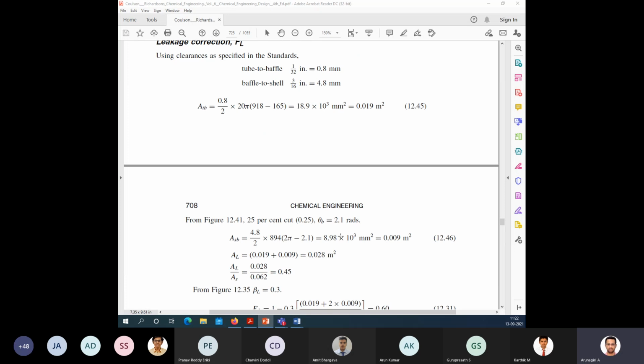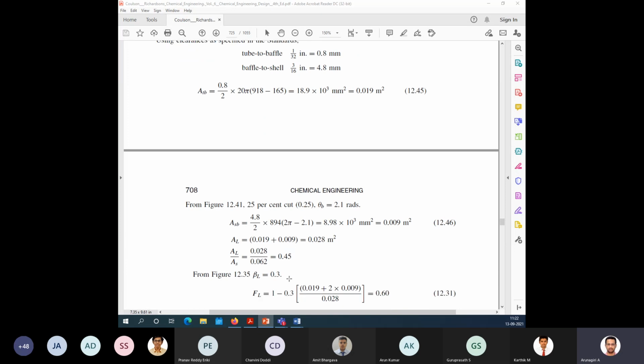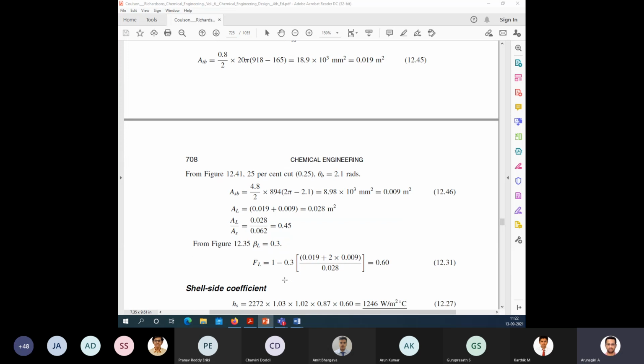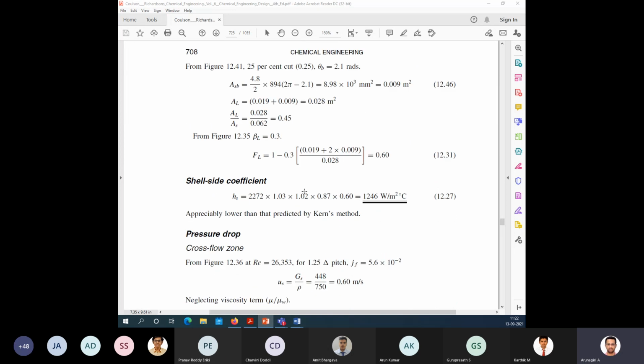Once you know ATB and ASB, you can calculate AL. So AL by AS is 0.45. From the figure, you can calculate AL by AS versus beta, and then the value of beta L. Substitute in the equation, FL is equal to 1 minus beta L into ATB plus 2 times ASB by AL. That will give 0.6. So this is your cell side.